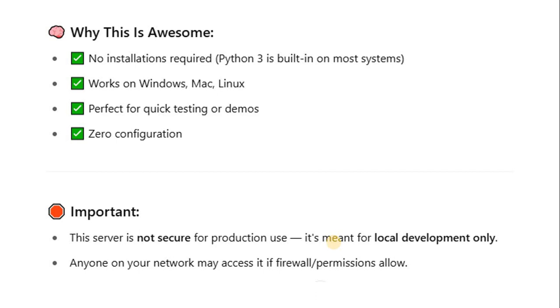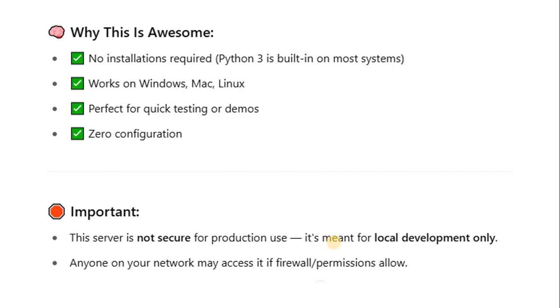Okay. One important thing over here, this server is not secure for production use. It is meant for local development only. That means we cannot go to production with this server. Anyone on your network may access it if the firewall or permissions allow. Like we are working in a company and there are so many people using the same Wi-Fi of the office, they can access your files. So this is not very secure. That's why we cannot use it in production. Okay, this is for local testing and development.